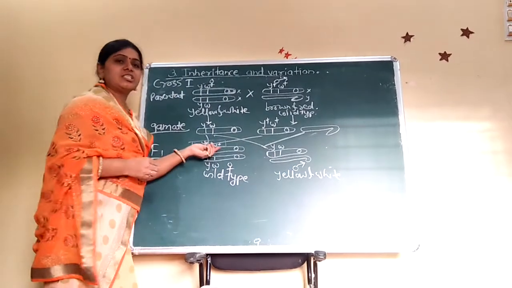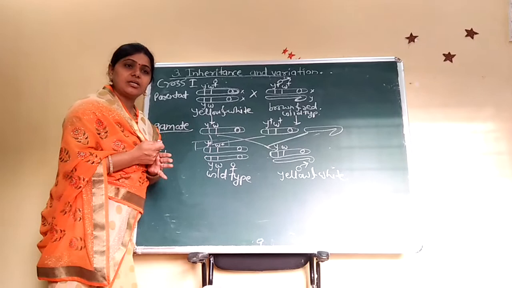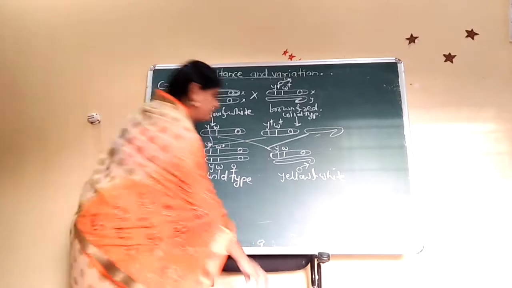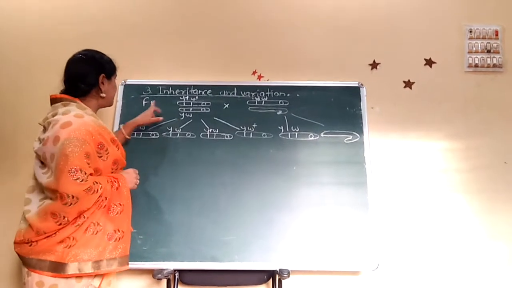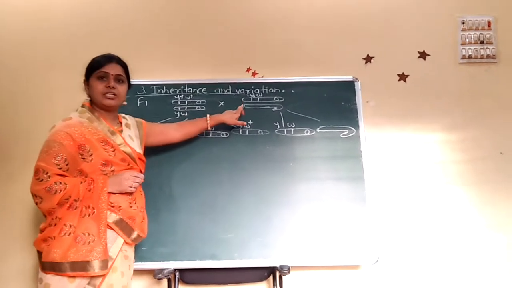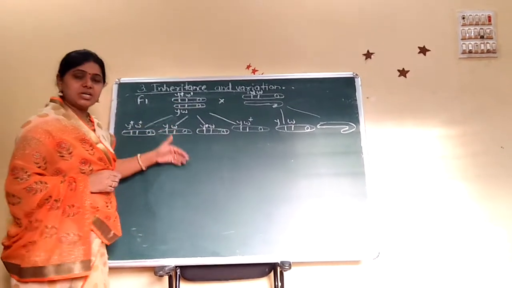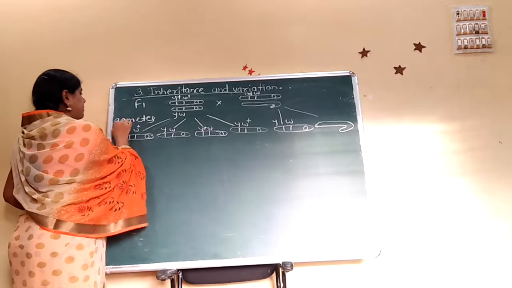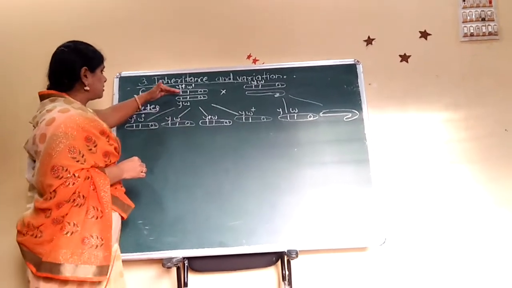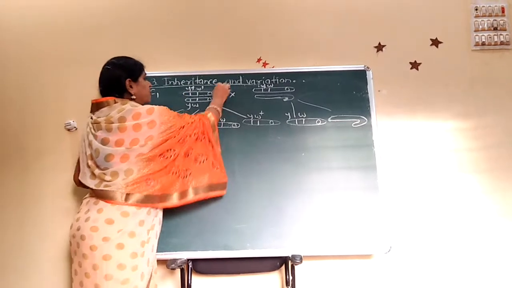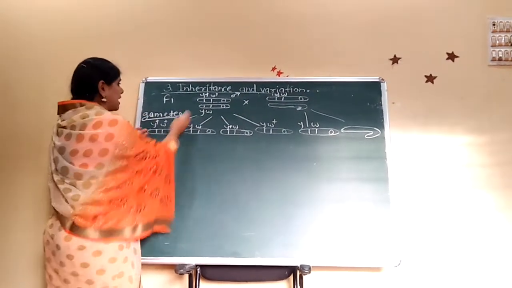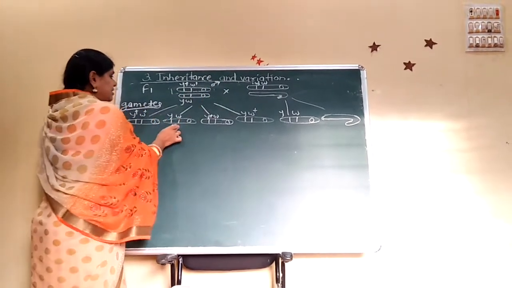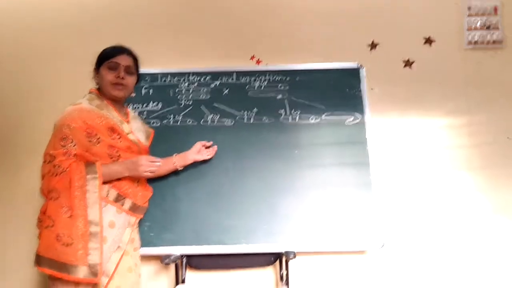When these F1 generation are selfing with each other, we see what type of F2 generation will be produced. First, gametes are formed here. Here the female shows four types of gametes. The first gamete is as it is, then the second gamete is this as it is.